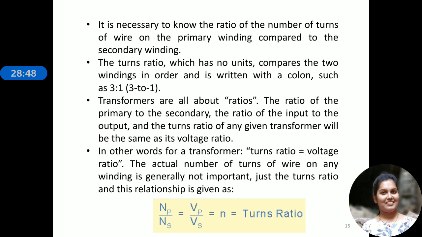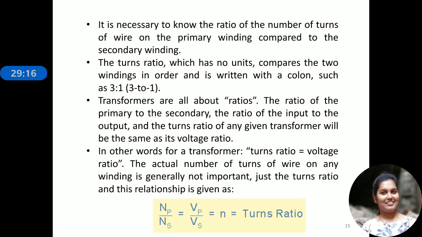This means that if it is written as 3:1, there are 3 volts on the primary winding and there will be 1 volt on the secondary winding, that is 3 volts to 1 volt. Then we can see that if the ratio between the number of turns changes, the resulting voltage must also change by the same ratio, and this is true. Okay, so transformers are all about ratios only.